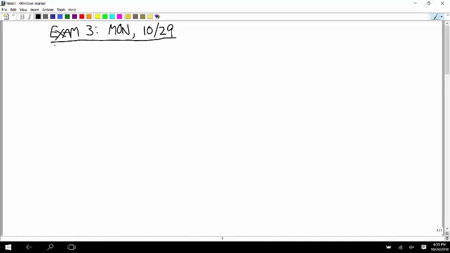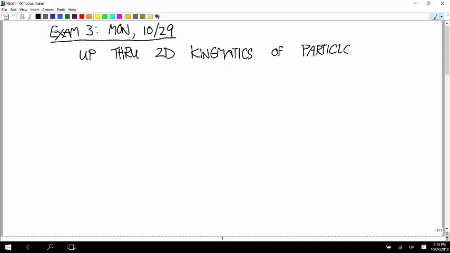And the topics for that, we're not going to do any free body diagrams on that. So it's everything up through 2D kinematics of particles. And it's cumulative, so be sure that you look back at the old stuff too. Anybody have any questions about the test? Okay.